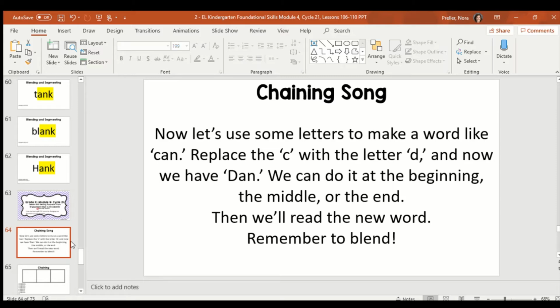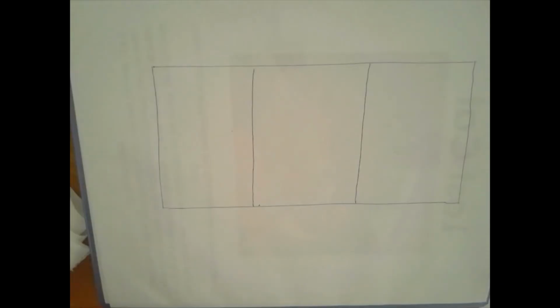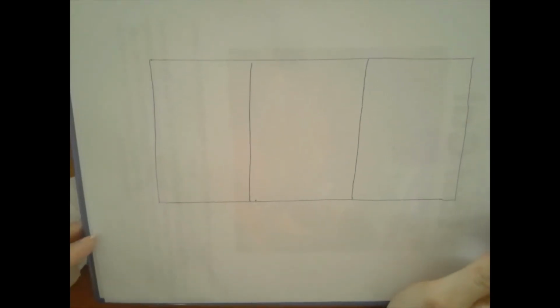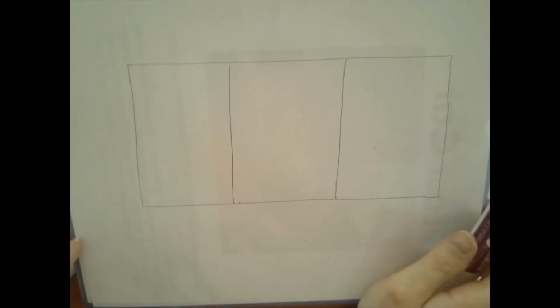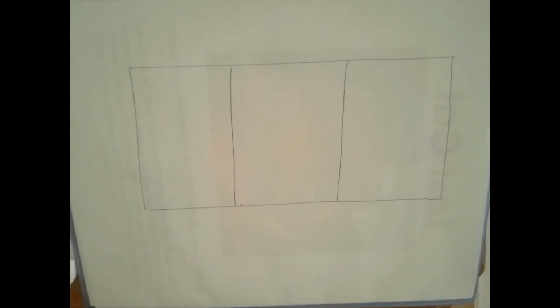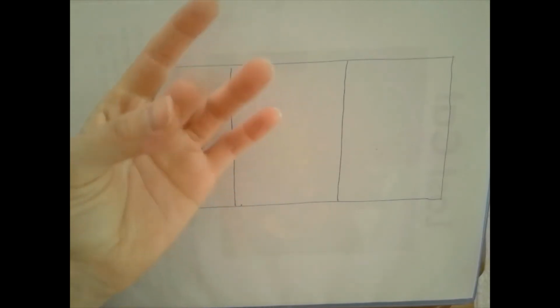Okay, so I'm going to go ahead and get my whiteboard and my dry erase marker, and then we're going to do a little chaining or word magic. Today, instead of using my tile board, I wanted to use my sound boxes just like you guys have. And what we're going to do today is a little word magic. We're going to tap out the word using our left hand palm up, write it down, and then I'm going to give you a new word.